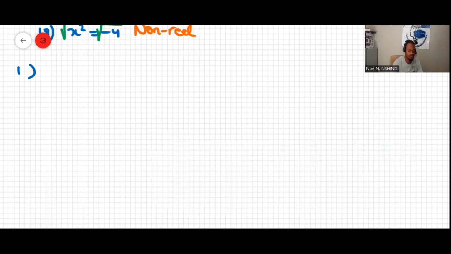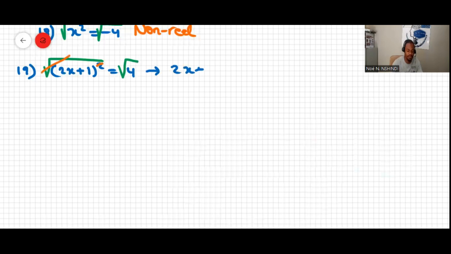19. We have 2x plus 1 to the power of 2 equal to 4. To solve this, we can just square root both sides, and then the power of 2 cancels. I mean, the square root will cancel the power of 2, and then we are left with 2x plus 1 equal to plus or minus 4. Whenever we have an equation, square roots of the constants, always say plus or minus.